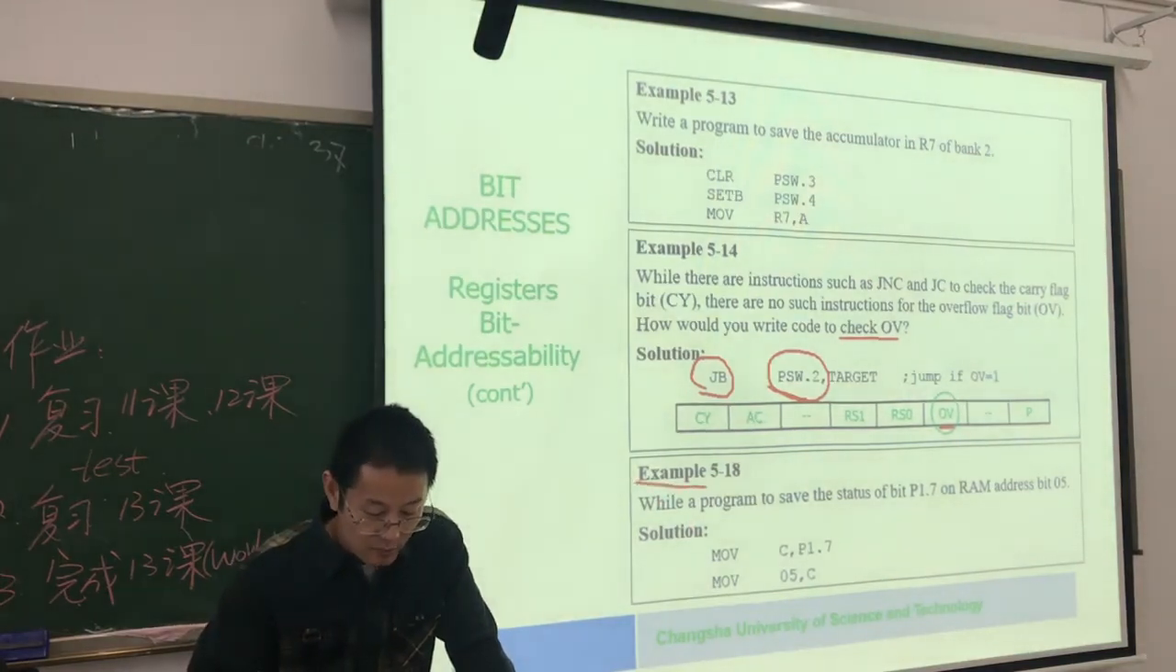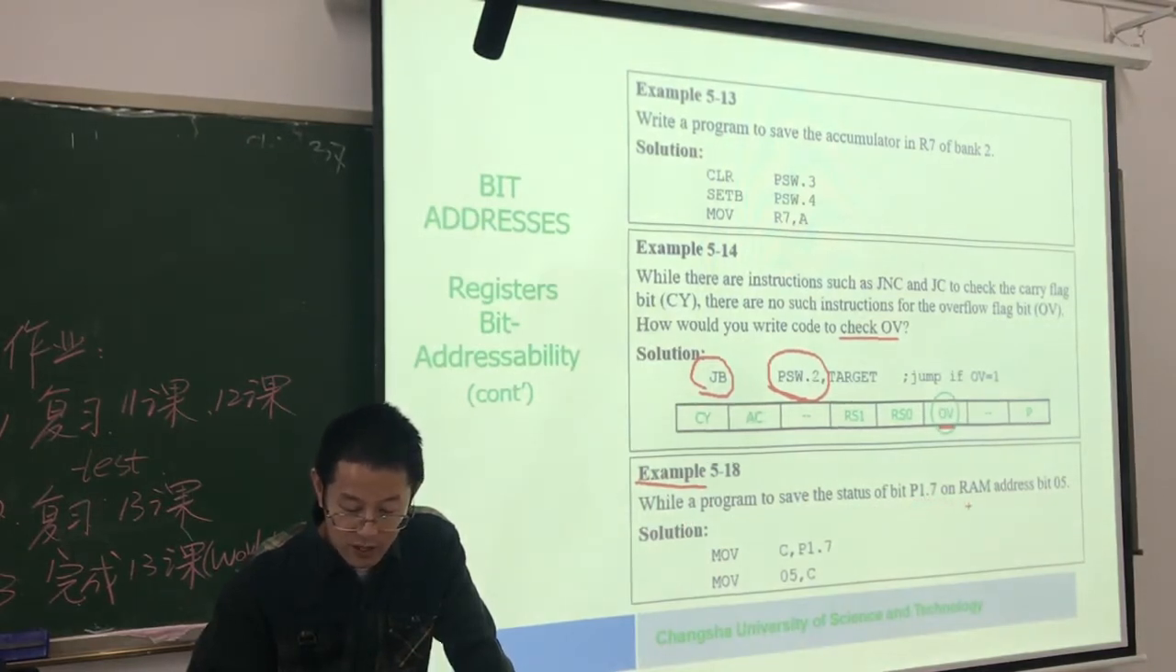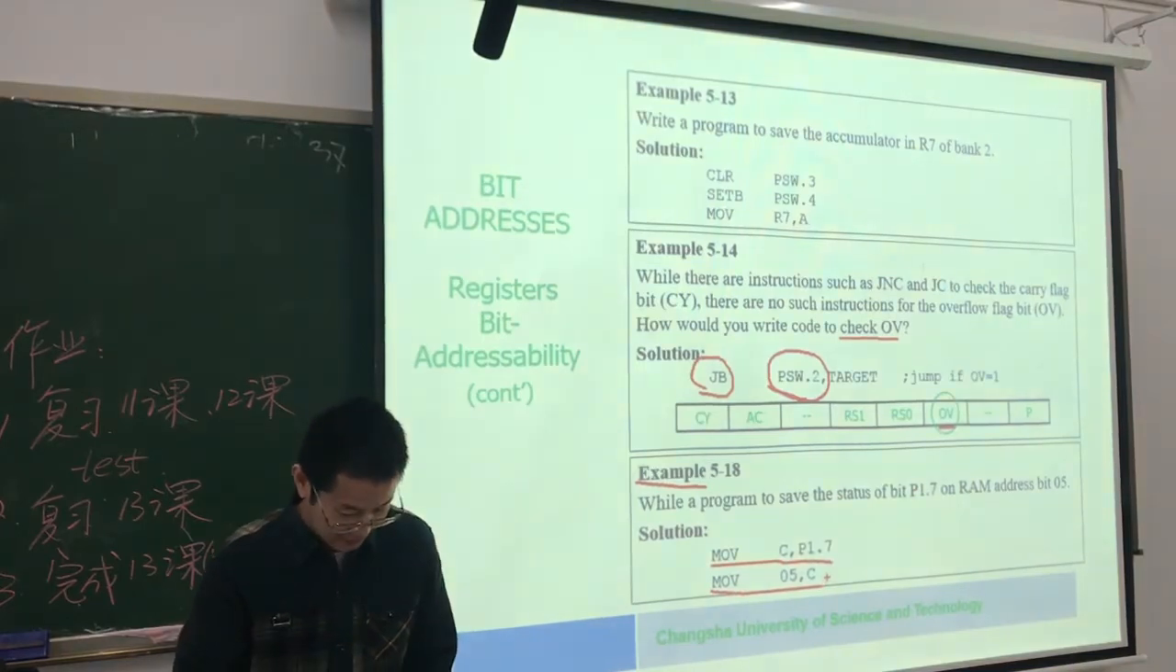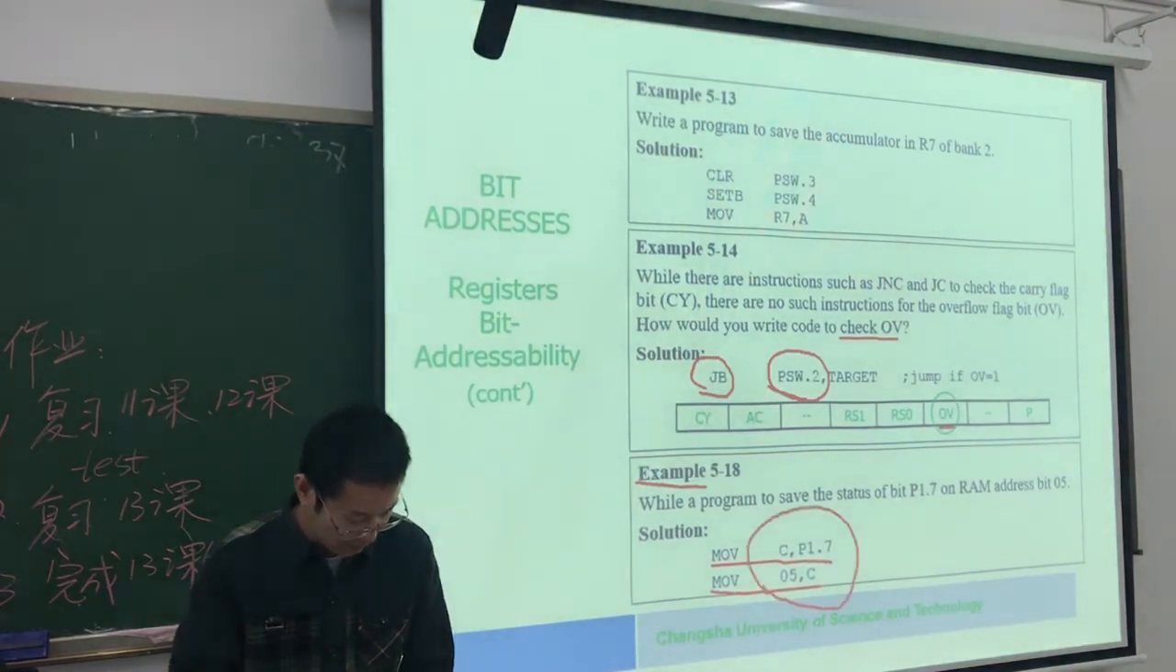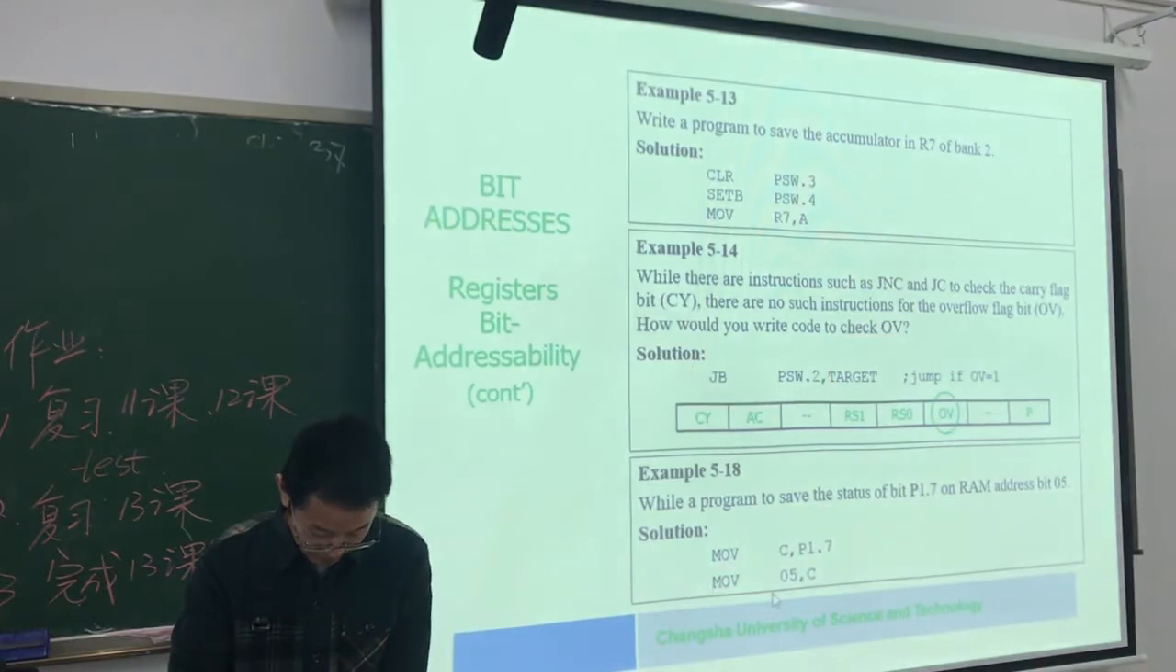Here is an example: a program to save the status of bit P1.7 to RAM bit address 05. Just move this to C and C to 05. This is an example. It is simple, very simple.